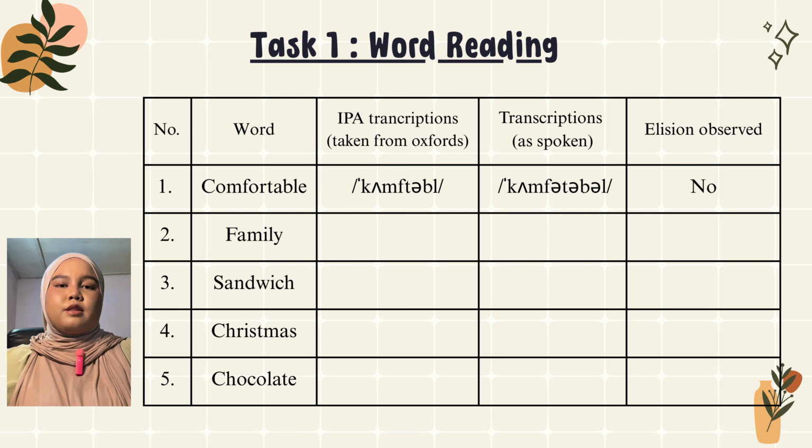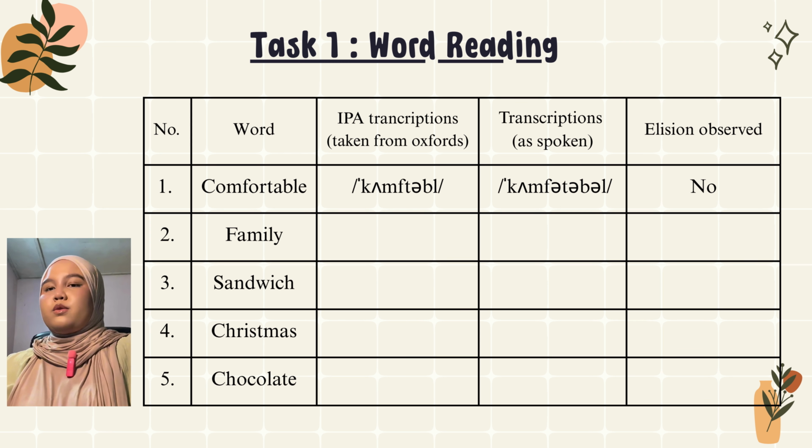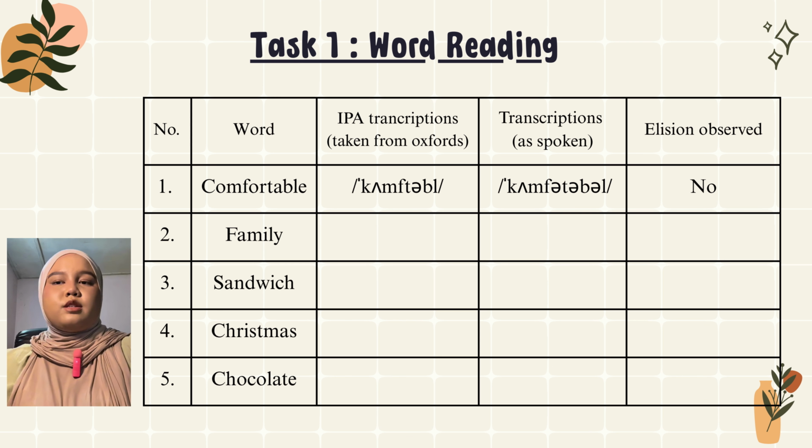Now, let's take a look at the results of participant 3. So, the first task is word reading. Again, there are 5 words given to the participant and they are required to speak them out loud. The first word is comfortable. Let's hear how the participant pronounces the word.